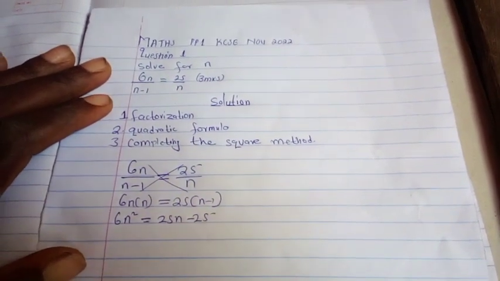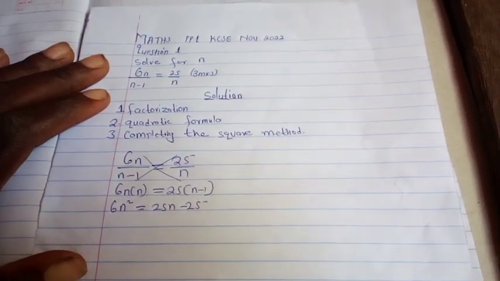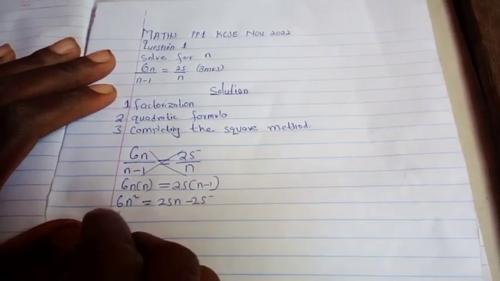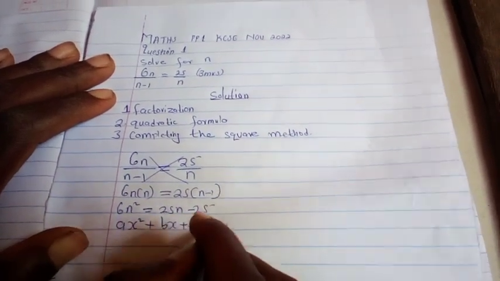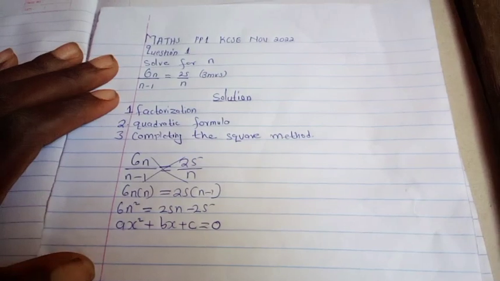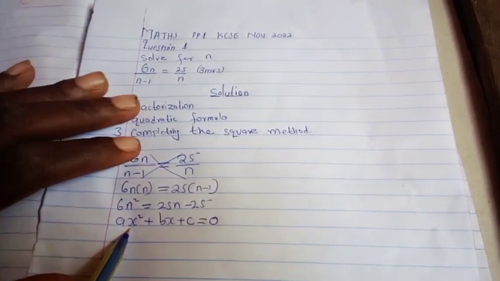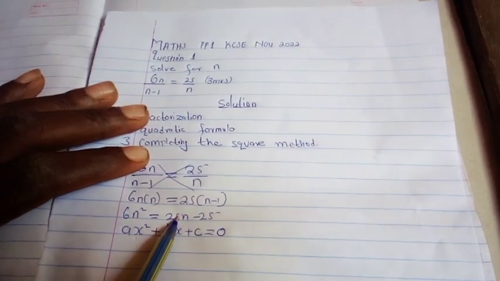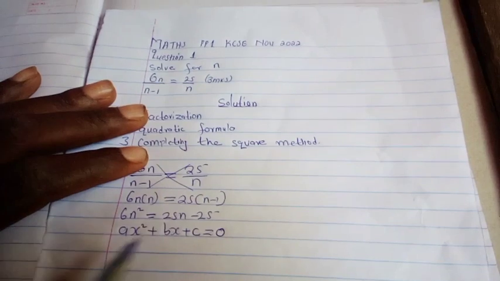From there, now you want to form a quadratic equation. A quadratic equation looks like this: ax squared plus bx plus c is equal to 0. For our case here, we have n in the place of x. So what you need to do, you take this 25n to the other side of the equation and this negative 25 to the other side of the equation.